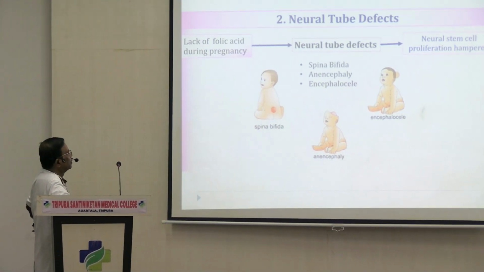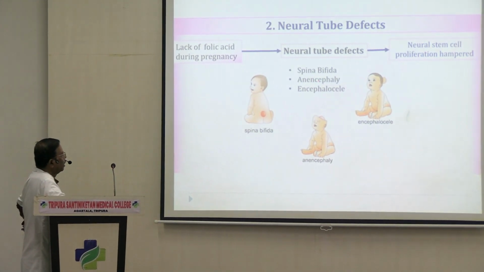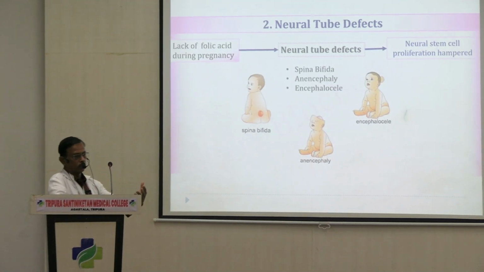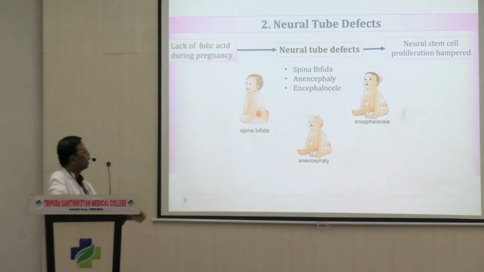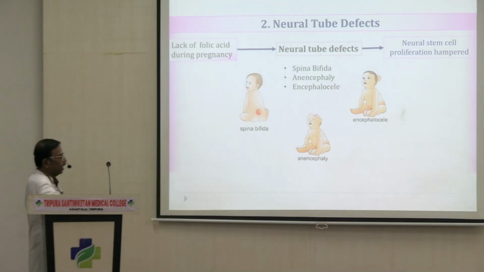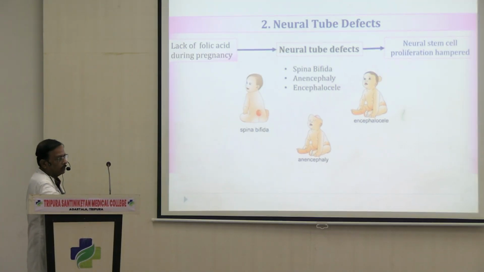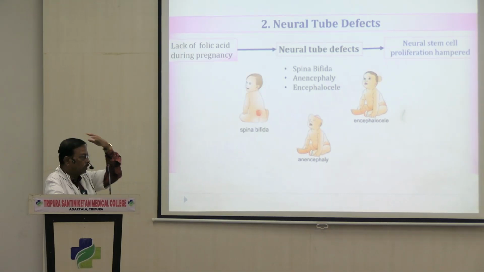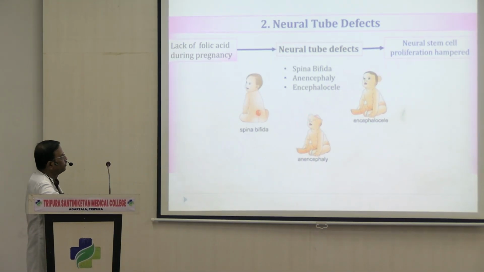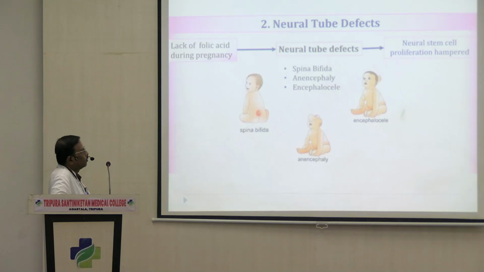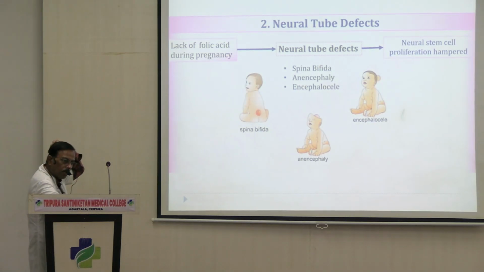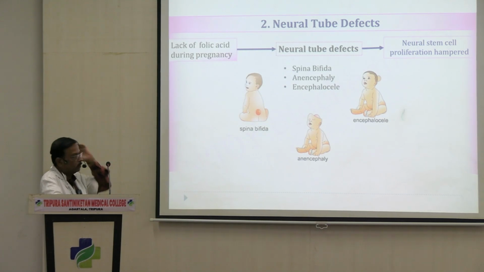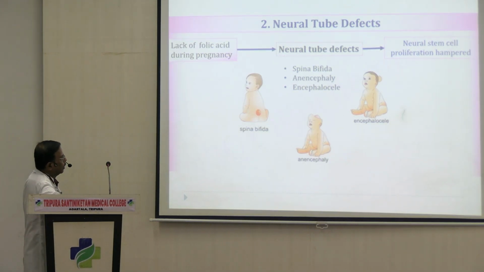Neural tube defects: there may be spina bifida, where there will be a gap and a sac-like thing will come out, so this is called spina bifida. And anencephaly, where the brain portion is not there, so there will be a gap. Encephalocele: at the back of the head, there is a bag-like sac. So that is called an encephalocele.